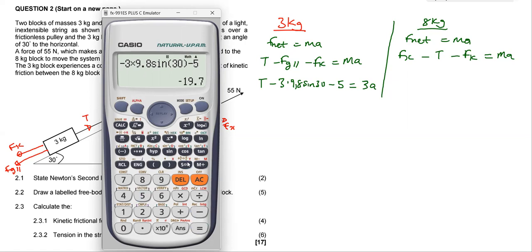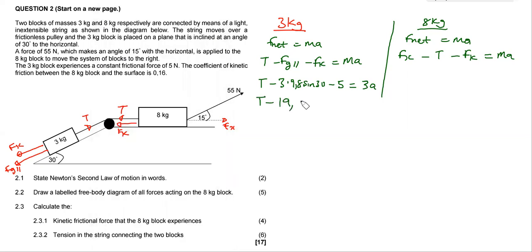What do we get? We get negative 19.7. So T minus 19.7 is going to equal 3A. What about on the second slide, on the 8 kg? On the 8 kg, our Fx is going to be equal to, remember Fx is equal to 55 cos 15. So we're going to have 55 cos 15 minus T minus Fk here.